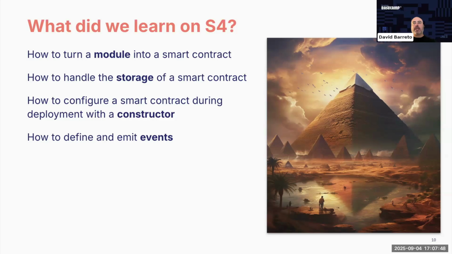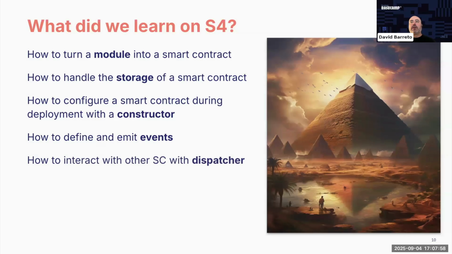Every time we made a modification to the counter, we emitted an event, basically explaining the reason for the change, so any indexer can pick it up and other apps can react to it. We learned how to interact with other smart contracts using the dispatcher. And if you recall, the dispatcher is something that was derived from the interface that we defined at the very top. And we learned how to call the smart contract.